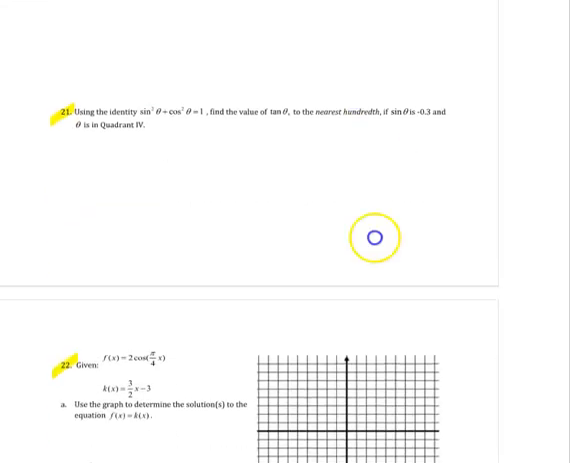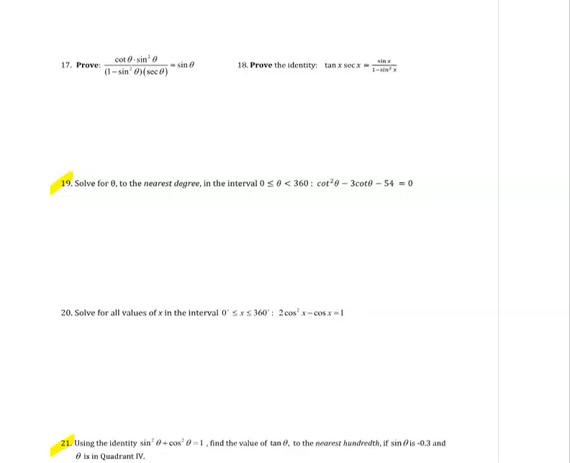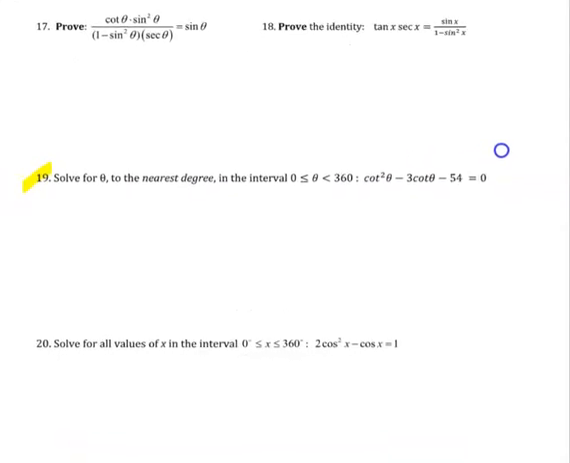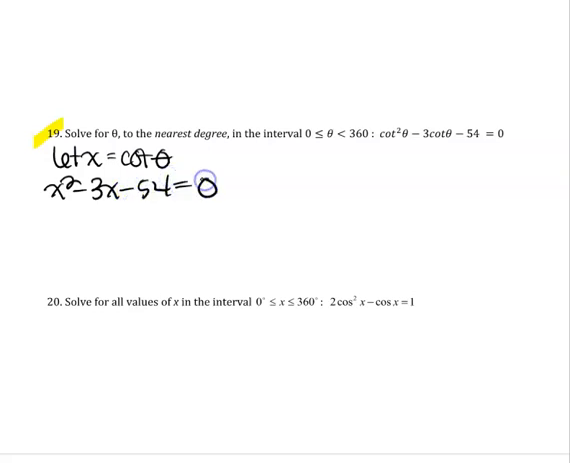All right, let's see. How many do I have left? Just a few. Okay. Question 18. Solve to the nearest degree in the interval of 0 to 360 this equation. Okay. So it looks kind of nasty, but here's what I'm going to do to make my life easier. Let's do a substitution. Let x equal cotangent of theta. So when I look at this, this is now x squared minus 3x minus 54 equals 0. Okay, let's factor that like we normally would.